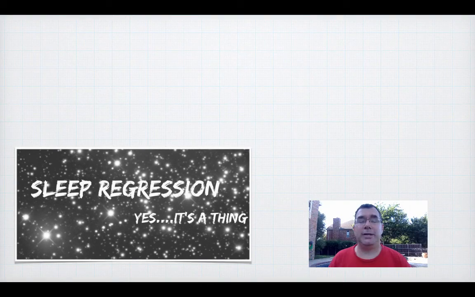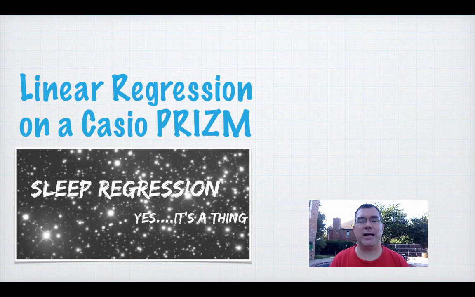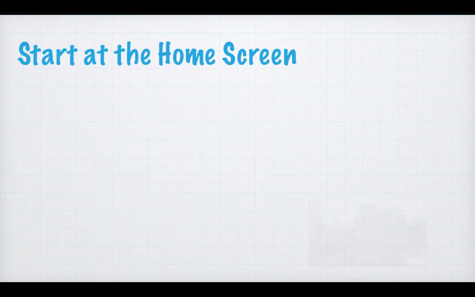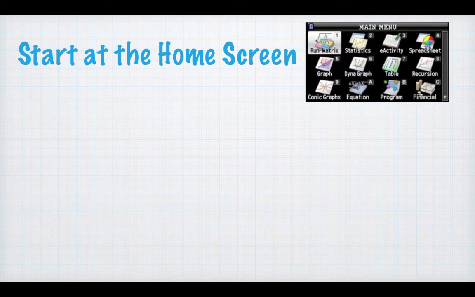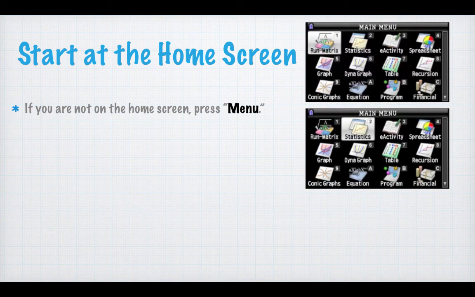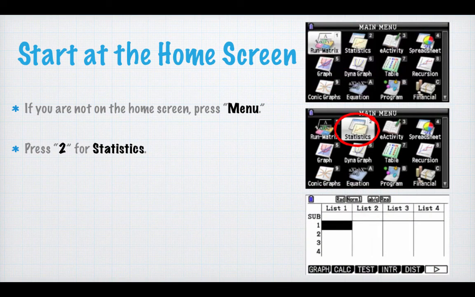Hello again. We are continuing our discussion on linear equations by talking about linear regression and how to do that on a Casio Prism calculator. So let's get started. You have your calculators, and if you do, you will start at the home screen, which looks like that. If you're not on the home screen, press Menu, and once you're there, you're going to press 2 for statistics. We are doing some statistics.